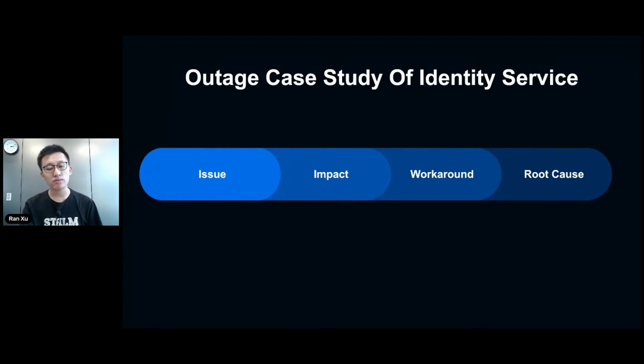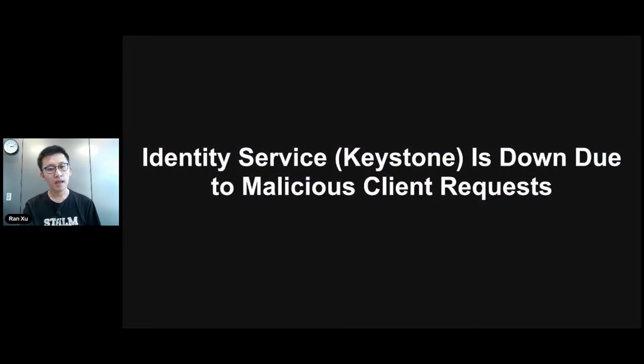I will introduce both of outages from the 4 perspectives as below: issue, impact, workaround, and root cause. So the first outage happened in March this year. At that time, the identity service, the Keystone service in our platform, went down due to a malicious client request.